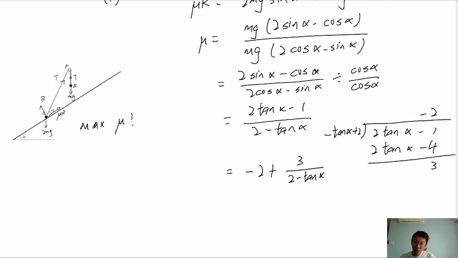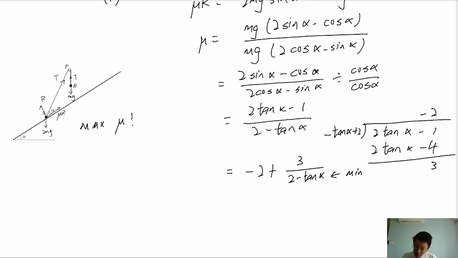Now we are supposed to find the maximum of the mu. The maximum of the mu will depend on our denominator, so we must have the minimum value for our denominator. To get this minimum value, we need the tangent alpha to be as large as we can, because we are using 2 minus that one. So we are using 2 minus the largest value to give us the smallest value overall.